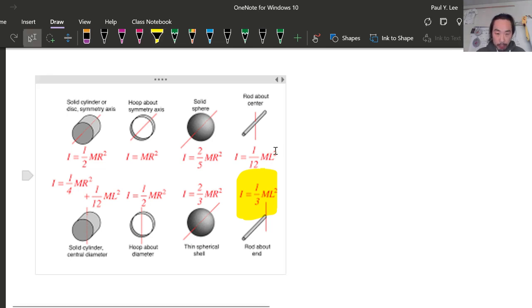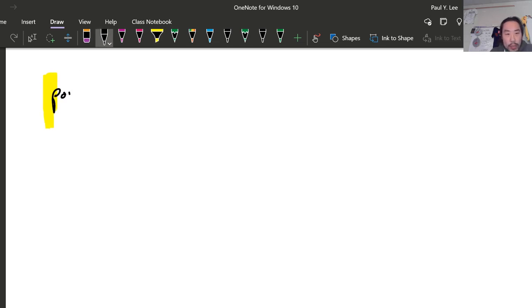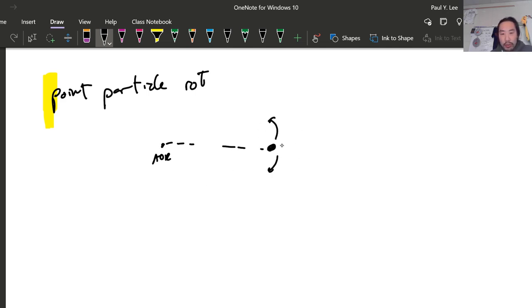So let's begin. The very first thing that I want us to do is to remind ourselves that if we have a point particle that is rotating, so this is my axis of rotation, and all the way out here we have a point particle that's able to rotate in either direction. We say that the rotational inertia I is equal to mr squared.